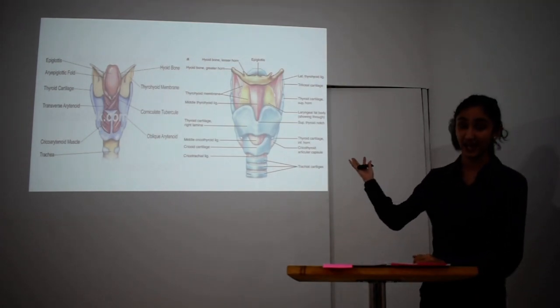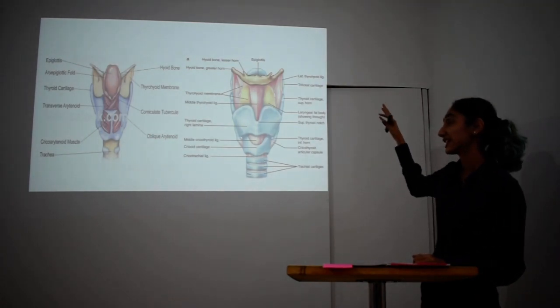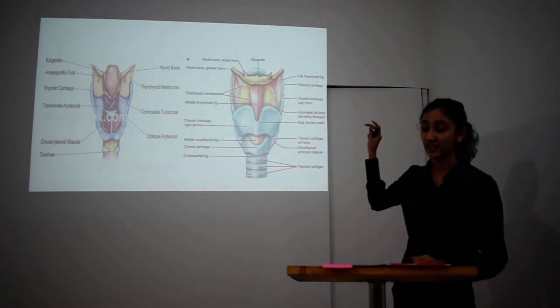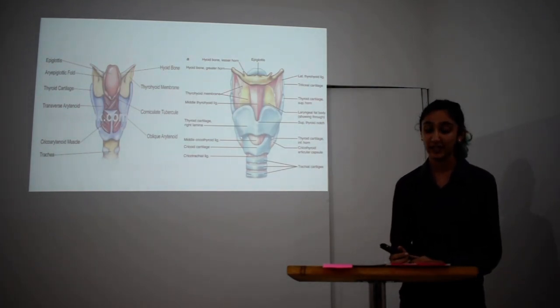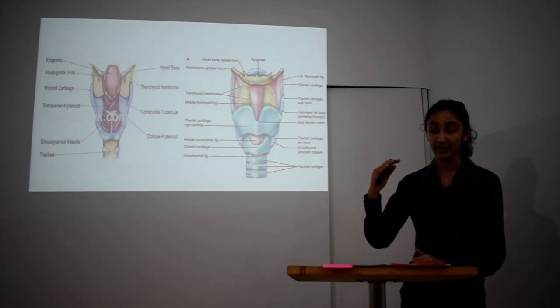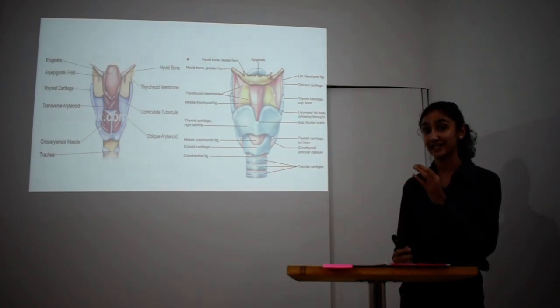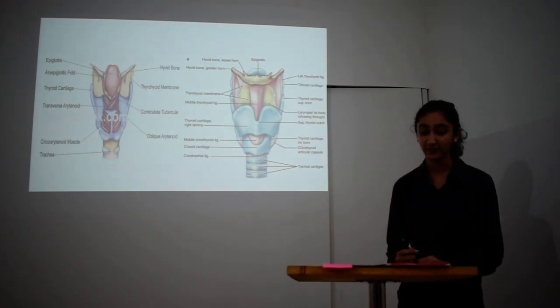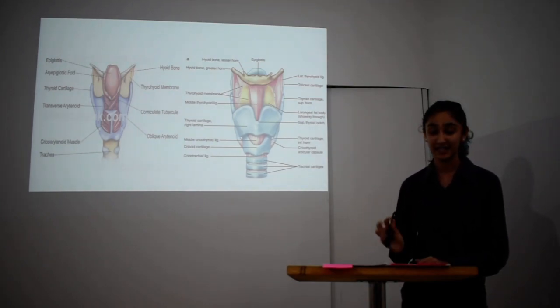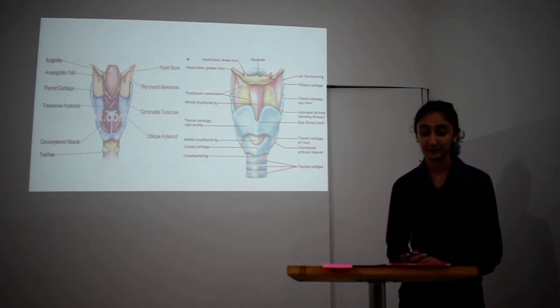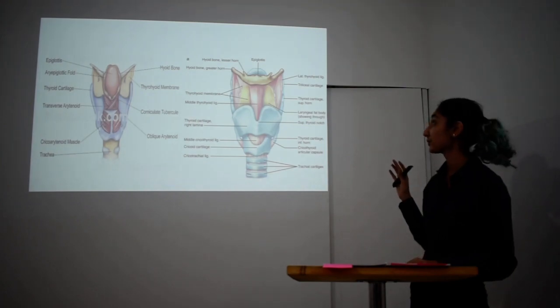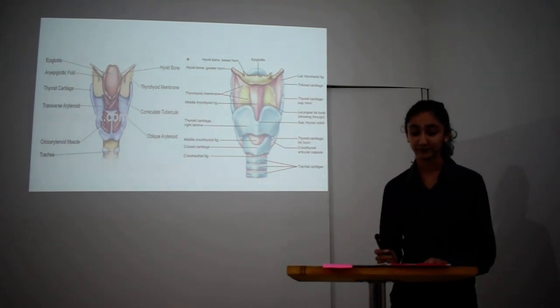When we look at the larynx, we divide it into 3 spaces. The first space is the vestibule. It's superior in the larynx and it starts from the inlet and ends at the folds. The smallest space in the larynx is the ventricle and it is from the vestibule to the vocal folds.